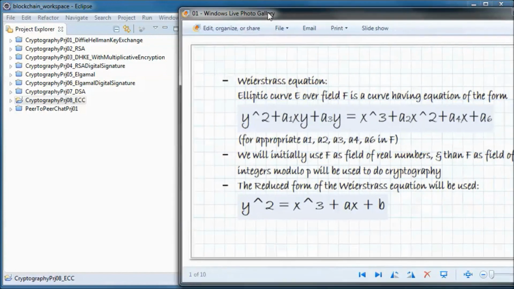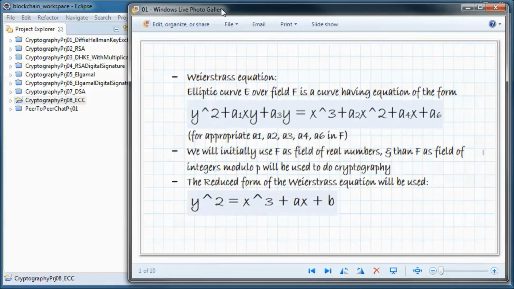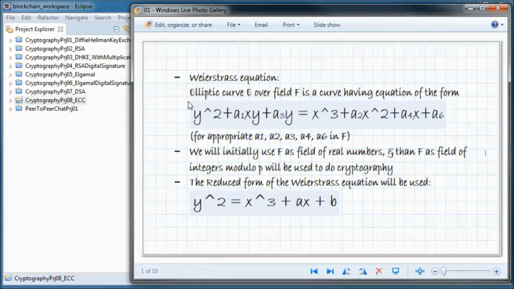Now before proceeding with the code, let's do a quick introduction. So this is the Weierstrass equation for elliptic curve E over a field F, and we will be using this reduced form of that equation. So y squared is equal to x cubed plus ax plus b. And initially we will use F as the field of real numbers, and then to do cryptography we will use F as the field of integers mod p.